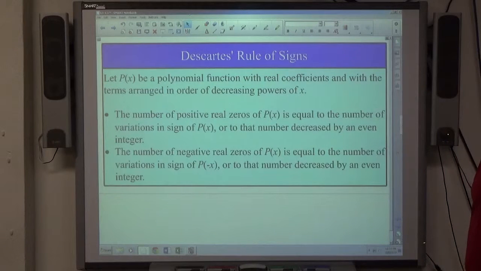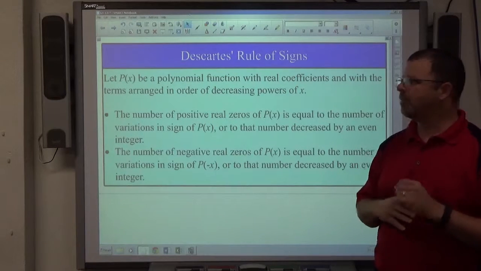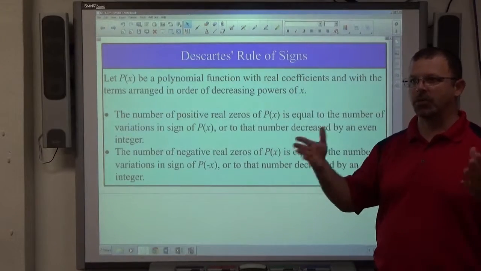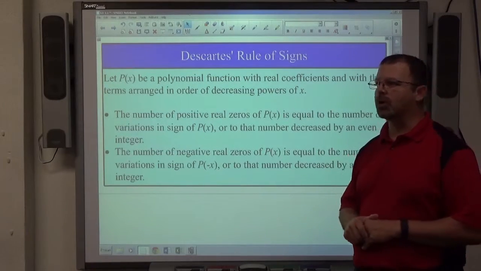Okay, Descartes' Rule of Signs. René Descartes is a guy who did a lot of study in coordinate geometry. So anytime there's some kind of a rule involving graphing, which we're finding roots, that's graphing. Descartes did a lot of work in this.